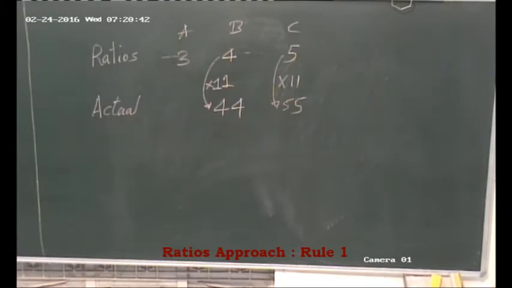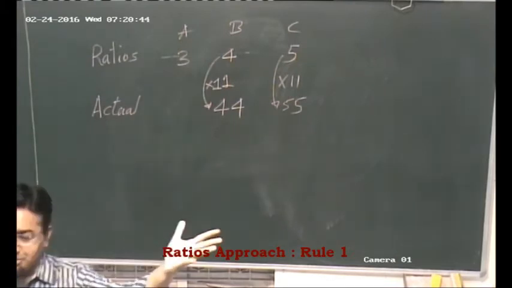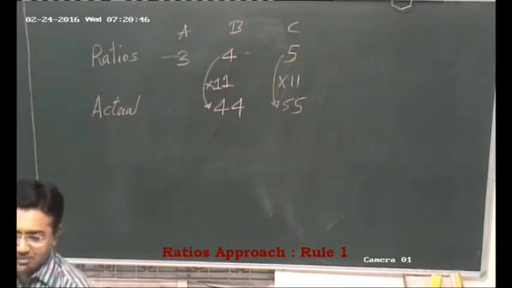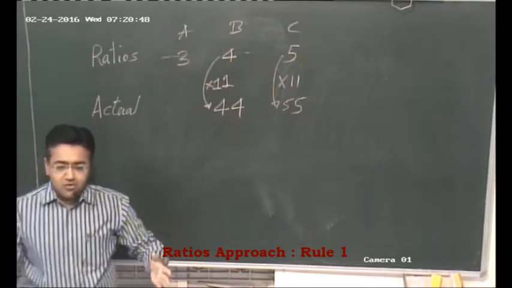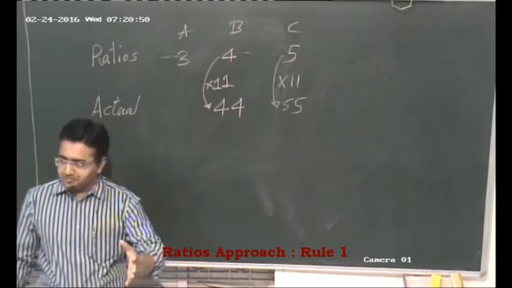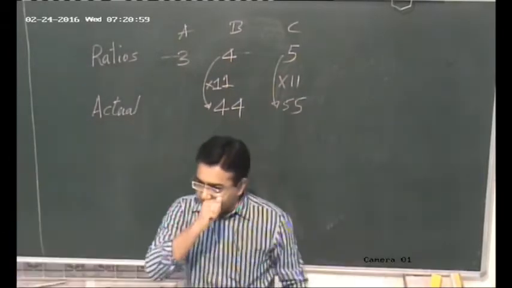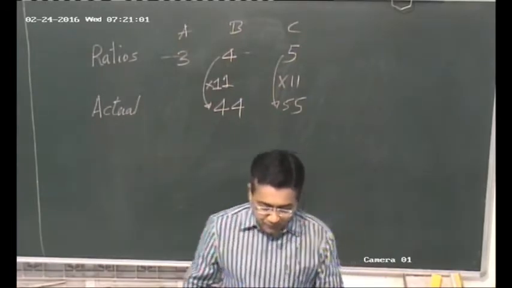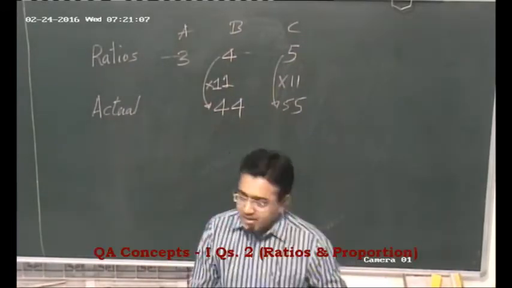So the first thing that we know is that if certain numbers are on the ratio scale, and if I know one of them, I know all of them, because what I know is the multiplier. Rule number 1. If you look at your concept book, the second question, for example, is of a similar nature.